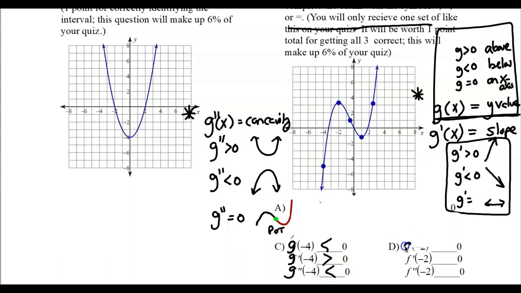Finally, we have over here one more to look at. We're going to look at -2. All right, so -2 is right here. And at that point, my y value is above the x-axis, which means that it's greater than 0. My slope, that would be another horizontal tangent line, so that would be equal to 0. And the concavity, that point is on the interval that was concave down, so that's less than 0. So you guys will have one question like that, and all three of them make 1 point.